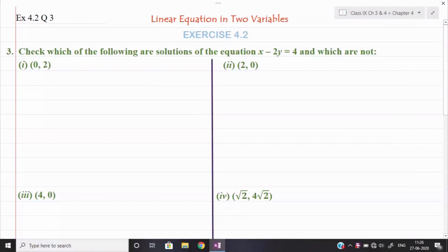Hello students, welcome back to the maths class. We are going to start today onwards. Now question number 3 of exercise 4.2 of linear equations in two variables.